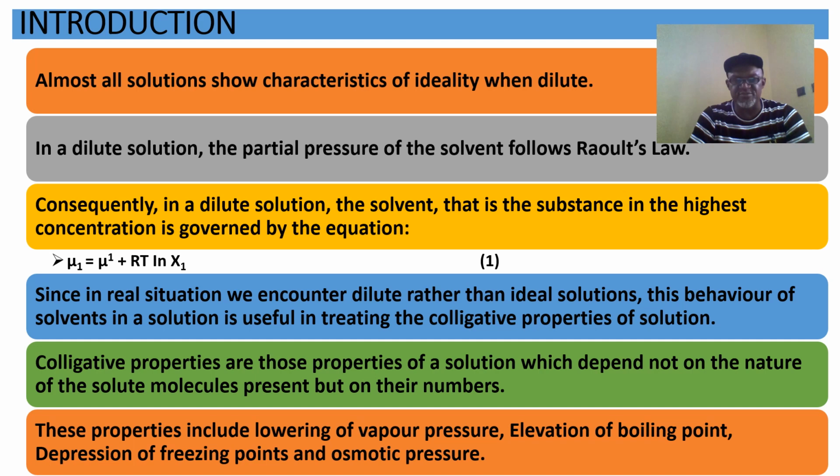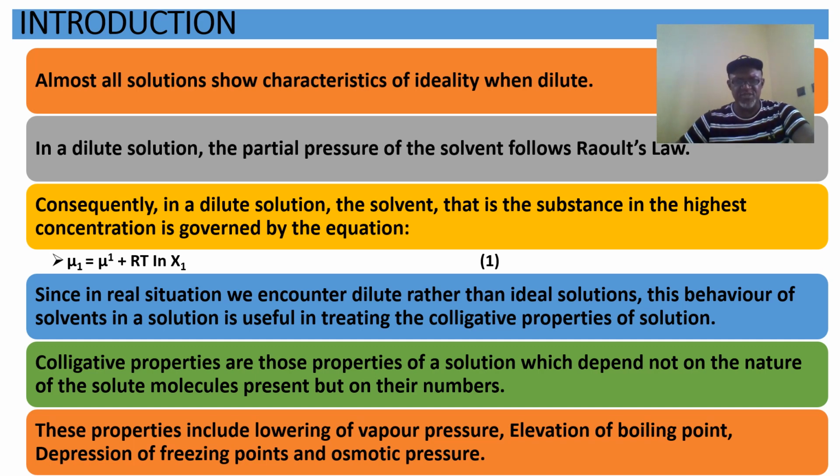Consequently, in a dilute solution, the solvent, that is the substance in the highest concentration, is governed by equation 1. We say that the solvent dissolves the solid, and the solvent is always in excess when compared to the solid. So that's why we say it's highest concentration. And this is in terms of the chemical potential given by equation 1, that is mu1, that is for the solvent, is equal to mu01 plus RT ln x1, where x1 is the mole fraction of the solvent.